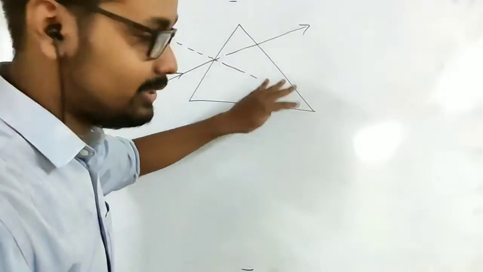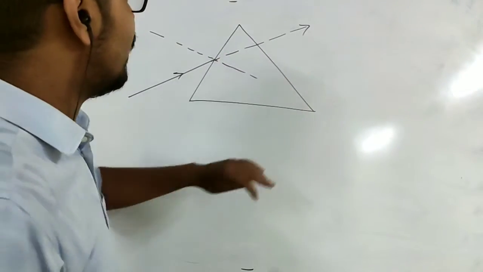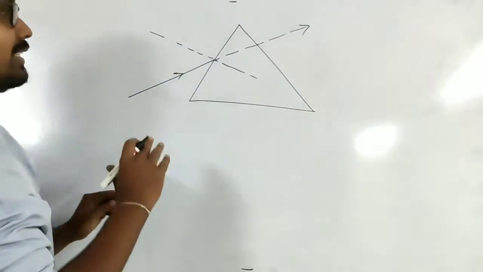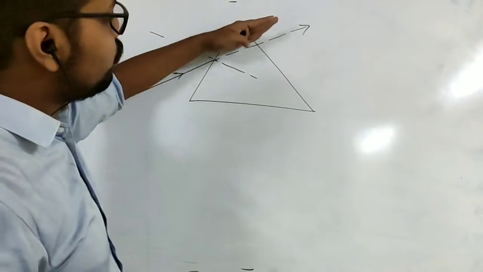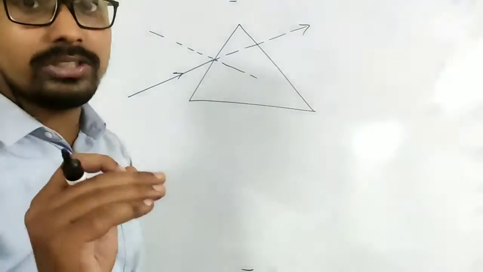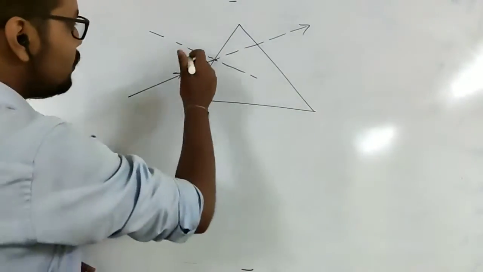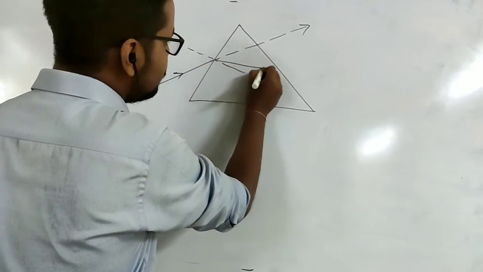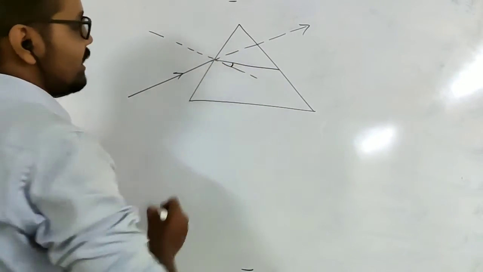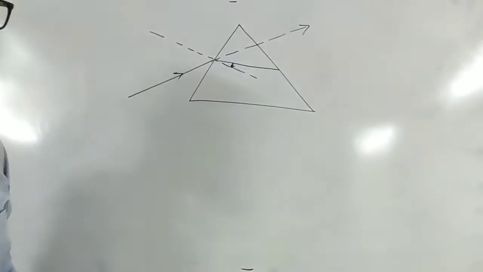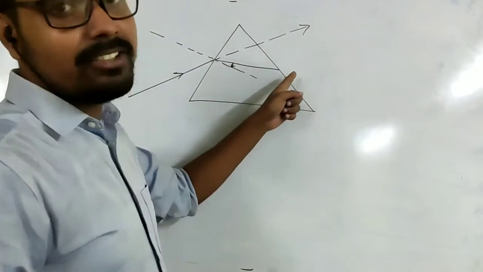If there is no glass, light will travel in a straight line like this. Since there is glass, instead of traveling this way, the light will bend towards the normal because the refractive index of glass is more than that of air. Now this light will bend towards the normal, which means towards this direction. This direction it will bend.